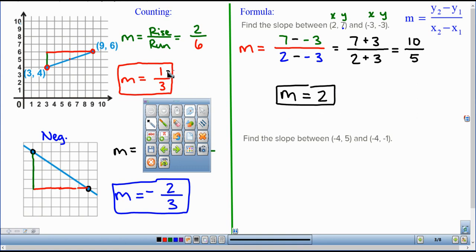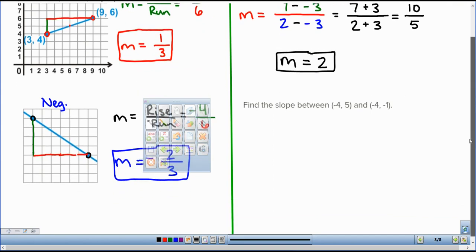This fraction over here does tell me my rise and my run. This is my rise and my run. This one doesn't have a denominator that's written. So if it comes to the point where you need a rise and a run and you only have an integer here, you will need to remember that your denominator is a 1 and use it as such.